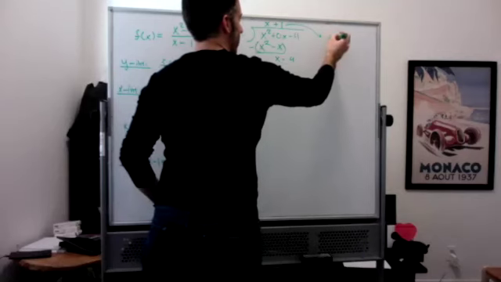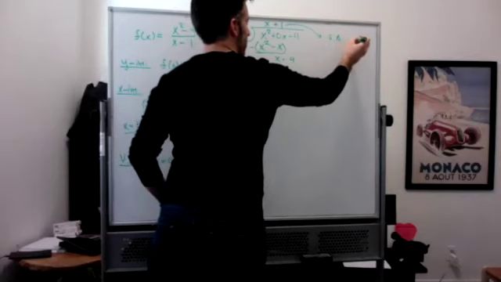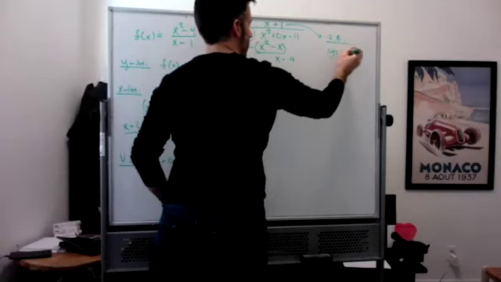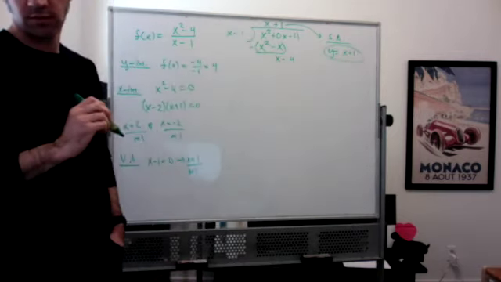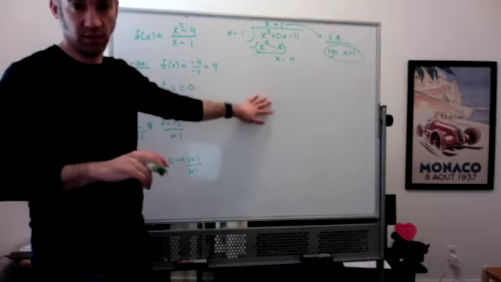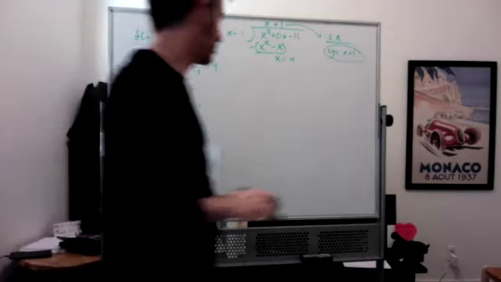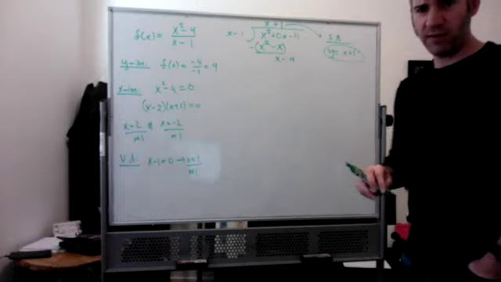That means your slant asymptote is y equal to x plus 1. You don't have to finish this polynomial division. I think we can fit this all.